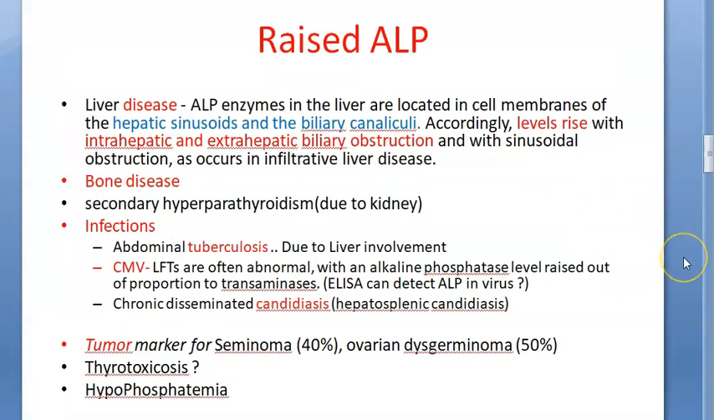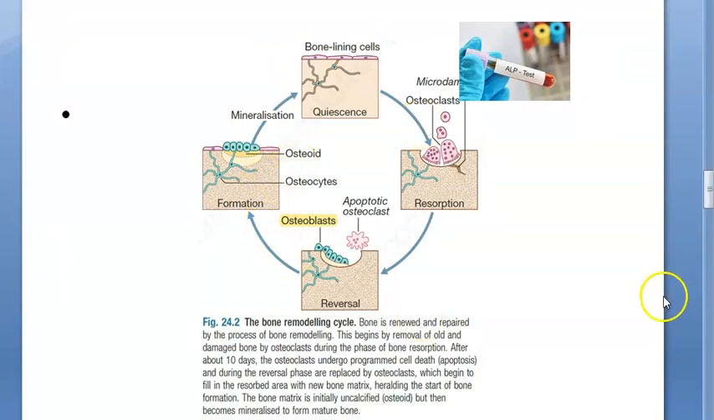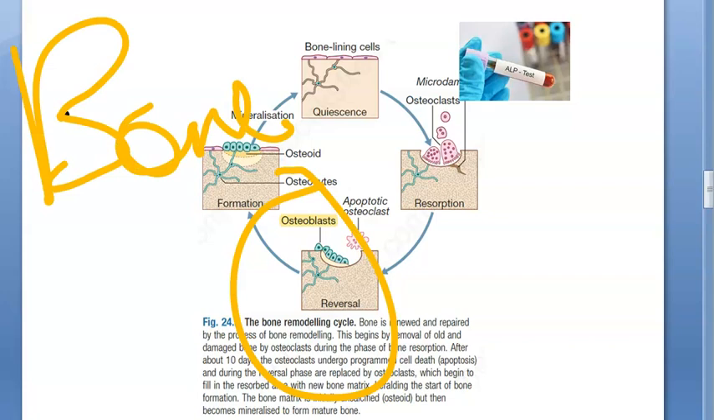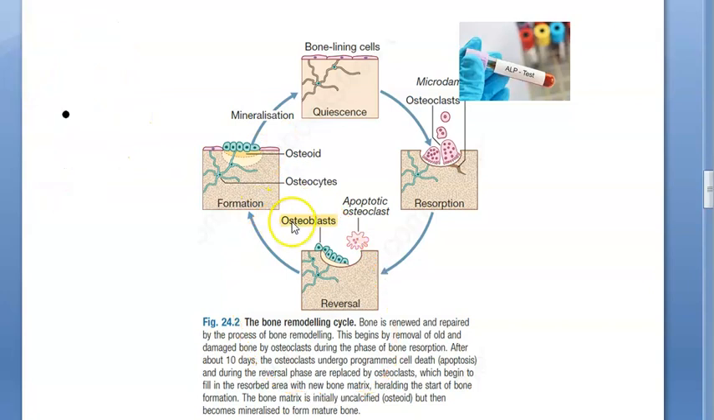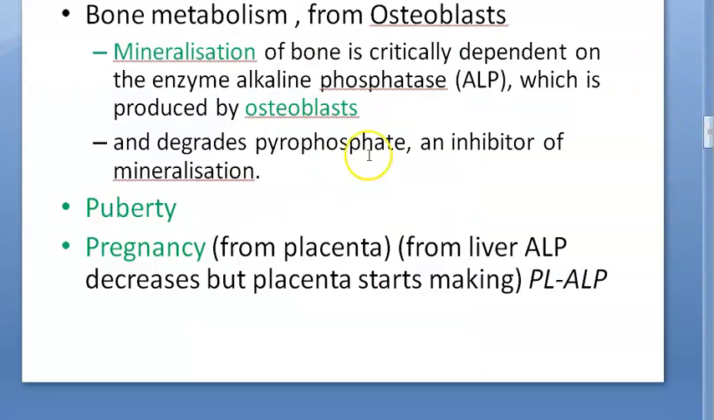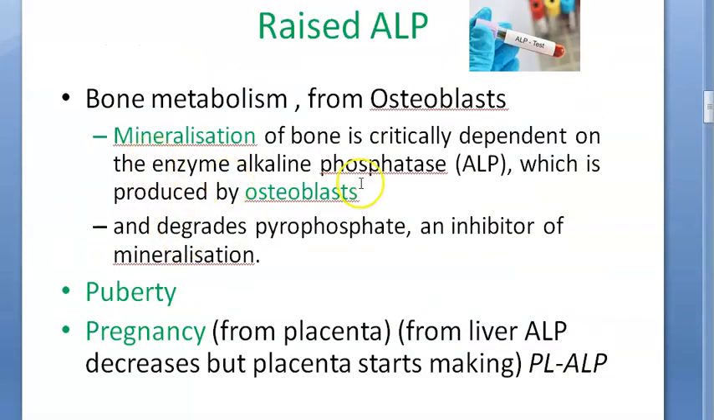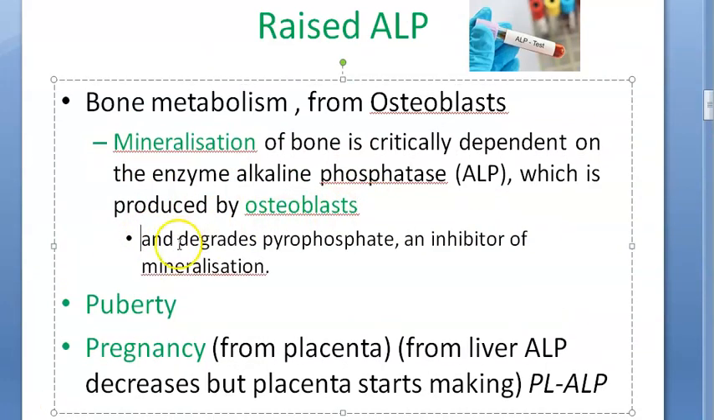Anyway, we'll first start off with the good thing, the bone metabolism. In the bone there are osteoblasts. So now we are looking at bone and bone mineralization. Osteoblasts will release this enzyme, alkaline phosphatase, and that will help in mineralization. How does it help? This enzyme, ALP, degrades pyrophosphate, which is an inhibitor of mineralization. That's how it helps in mineralization of bone.